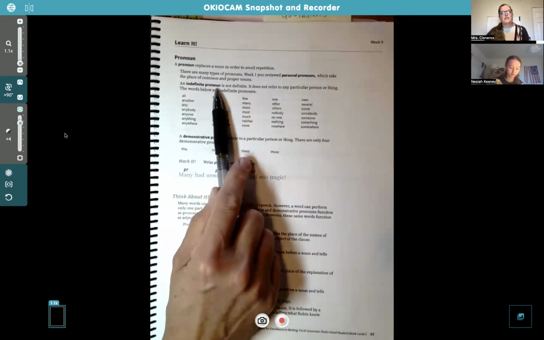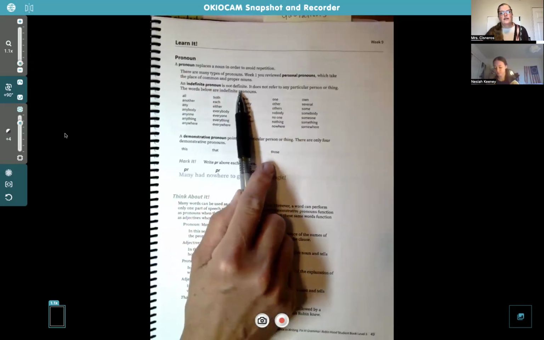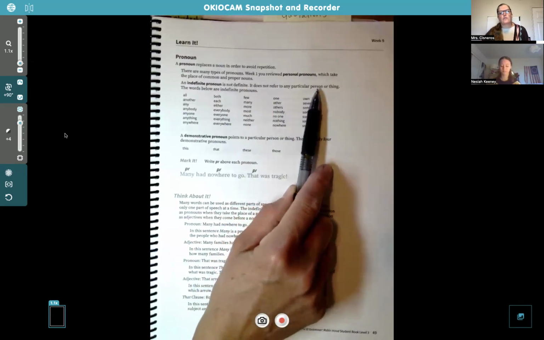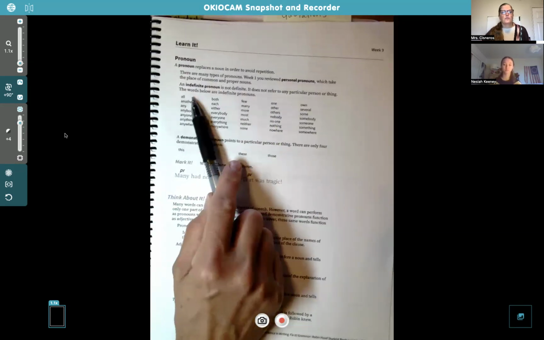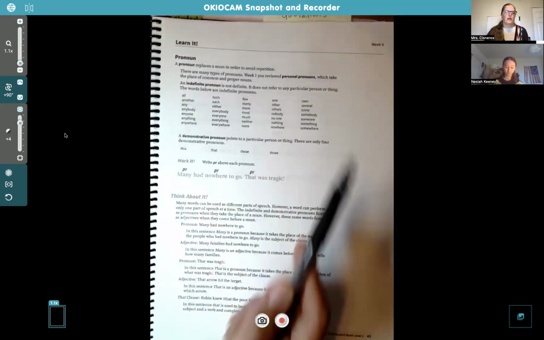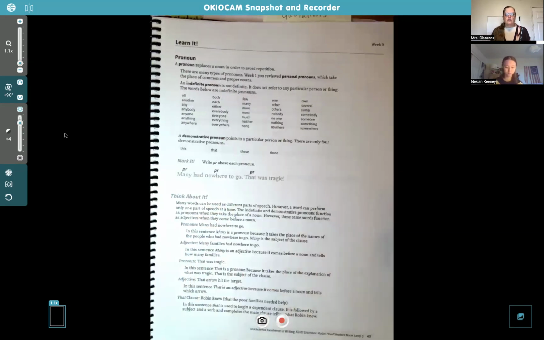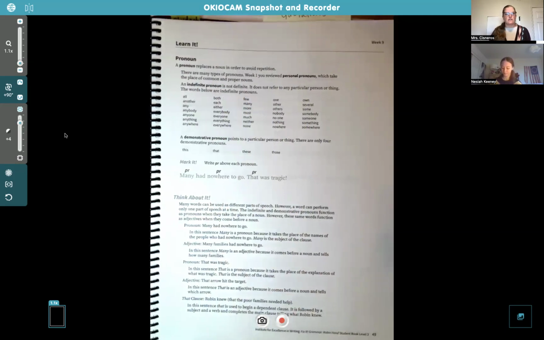Indefinite means not definite, and it does not refer to any particular person or thing. The words below are indefinite pronouns. So these are vague, basically. It's not going to tell us the exact replacement of a noun or pronoun. It's going to be a little different than that.